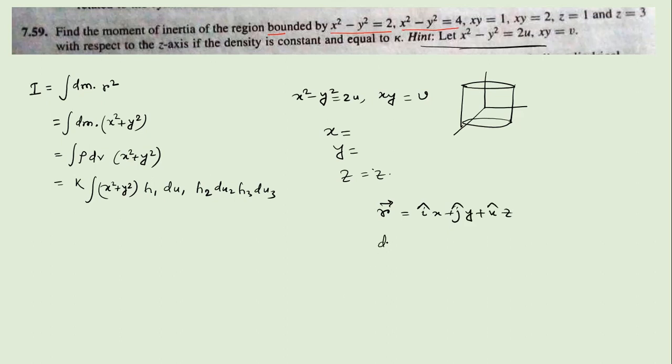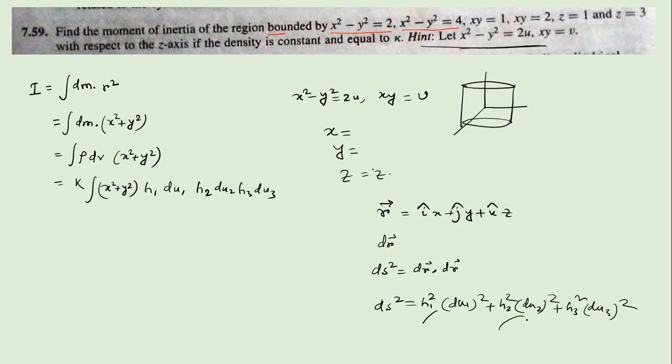and after that you get dr vector, and that is ds square, that is dr vector dot dr vector, from where you can get h1 square du1 square plus h2 square du2 square plus h3 square du3 square. If you watch the previous lecture, you know this is the square of the elementary arc length of this coordinate system. This is a new coordinate system.